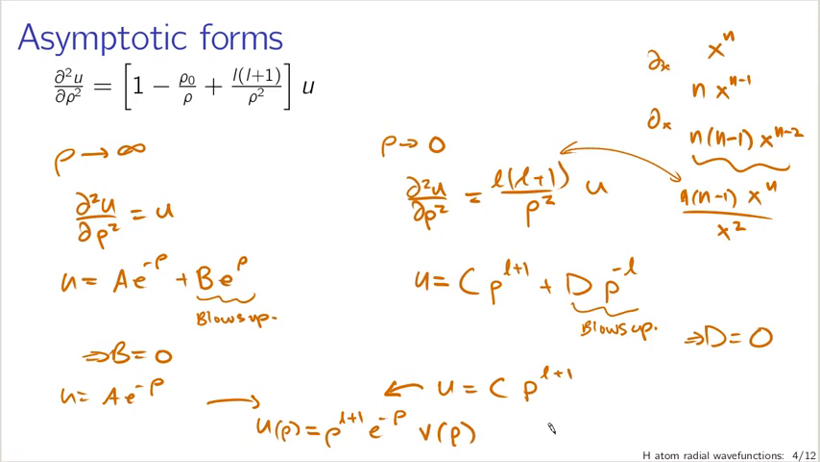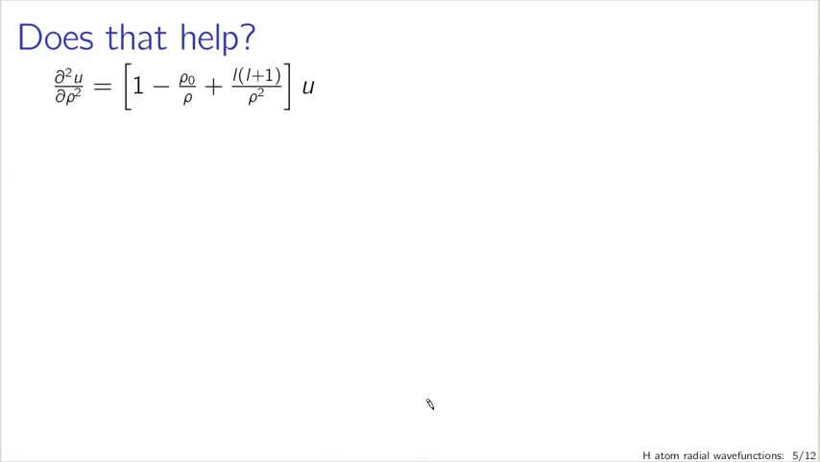So, did all of that help? Is this guess going to work? Well, the equation that we have to work with here has second derivatives of u with respect to rho. So we're going to need to take some derivatives. So, du d rho, let's start there, is going to be the derivative with respect to rho of our guess in terms of v. u of rho given by rho to the L plus 1 times e to the minus rho times v, our function of rho.